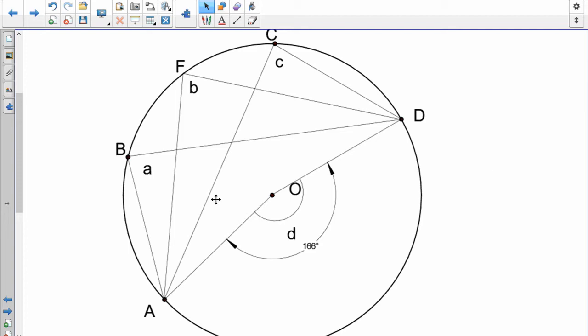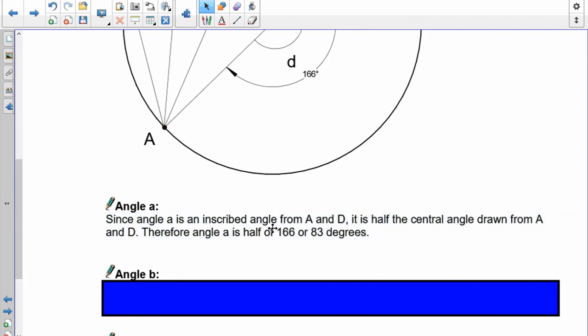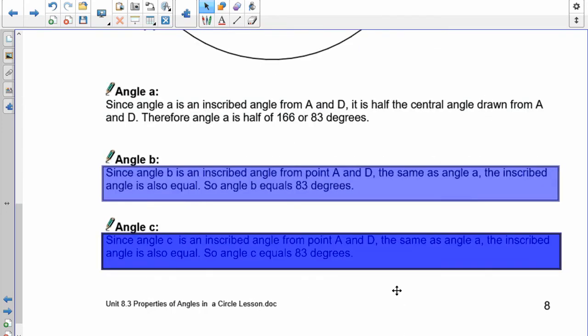And you should know that if this is 166, A, B, and C all are half of 166. So that gives them 83. Since angle A is an inscribed angle from AD, it's half of the central angle, and therefore it's 83 degrees. Now, you can use the same rationale for B. This inscribes the same angle, so this is going to be half of 166, and this is going to be half of 166. Or you can go the other route. Since all inscribed angles on the same arc are equal, if that's 83, that's 83, and that's 83. So both ways could be thought of.